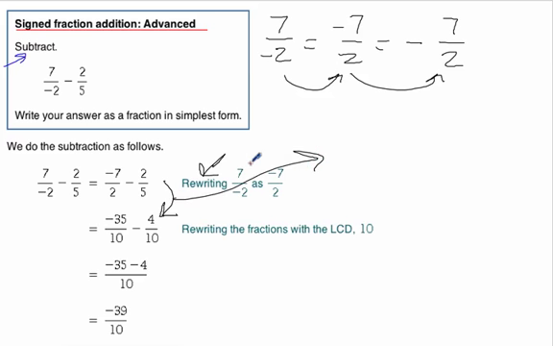We're going to go over here and we're going to take a look at the negative 7 halves and the negative 2/5. We see that they don't have the same denominator, right? Those are different denominators, but they have to be the same. So we have to ask ourselves, what's the least common denominator? Or in other words, what's the smallest number that both of those numbers go into? Well, in small numbers like 2 and 5, it's pretty easy to come up with 10.